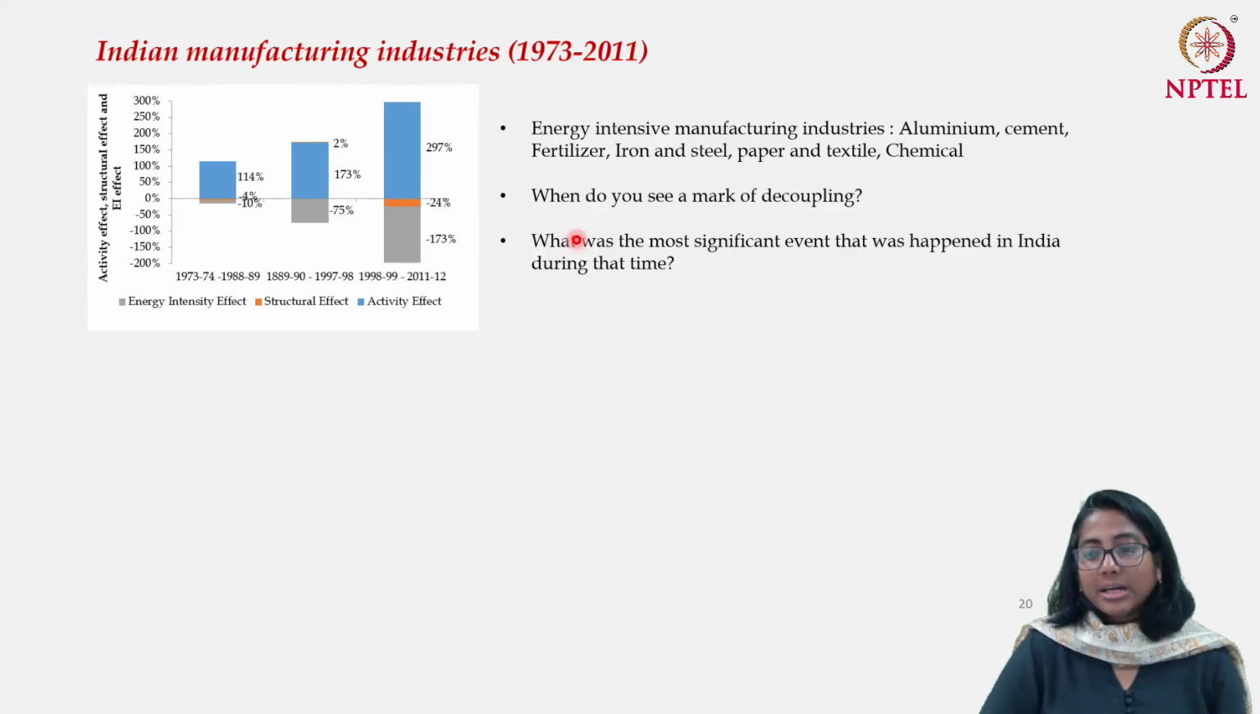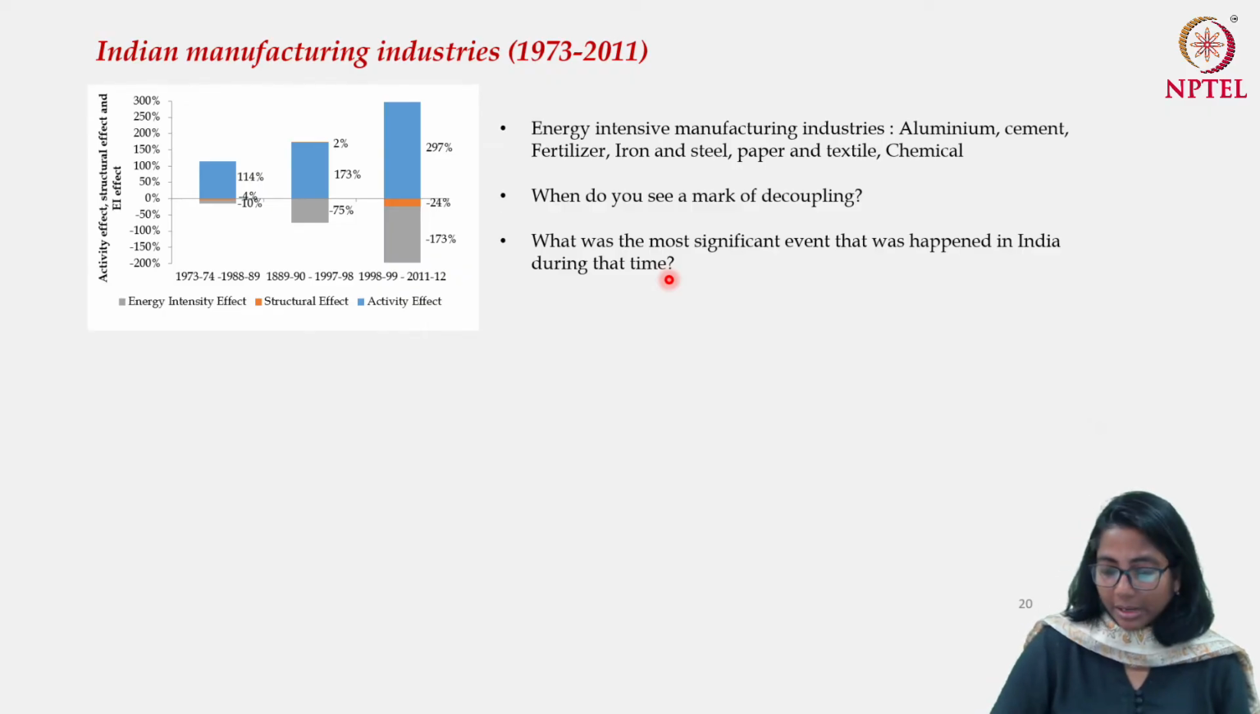We also tried to understand one more question: if you actually see the sign of decoupling, in this phase hardly anything is being neutralized. Whereas in this phase, a part of the energy demand is neutralized. Whereas in this phase, a bigger portion of the increase in energy demand is being neutralized. Now the question comes, from when do you actually start seeing the sign of decoupling?